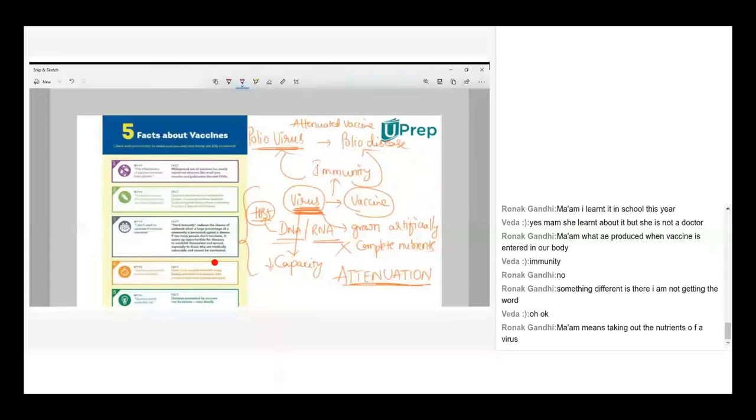How are vaccines made? See, a virus has only DNA or RNA. It will develop only in a host, only when it infects. What the scientists are doing is growing it in the lab artificially by providing nutrients, but not complete nutrients. Deficient nutrients are provided for the virus to grow. Because of the deficiency, the virus loses its capacity to reproduce actively. Such particles are taken and the vaccine is developed. That is called an attenuated vaccine.